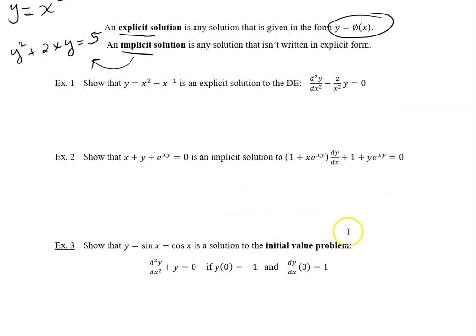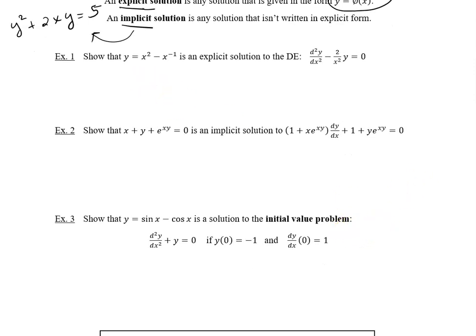Let's look at a couple of examples here. Number 1 says, show that y equals x squared minus x to the negative first power is an explicit solution to the given differential equation. So let's talk about a couple of things. This is a second order differential equation because we've got a second derivative in the equation.